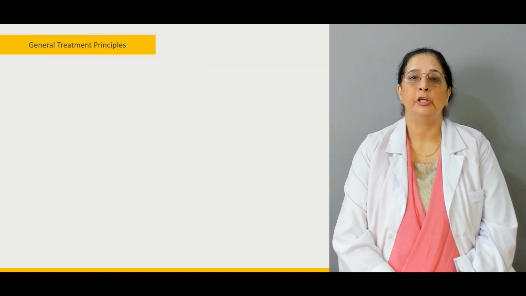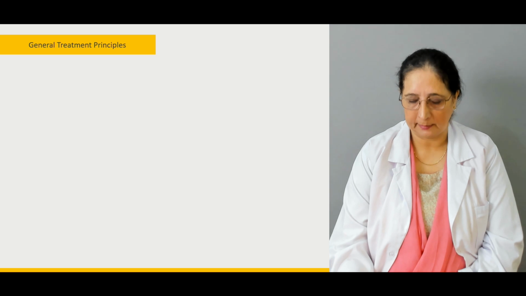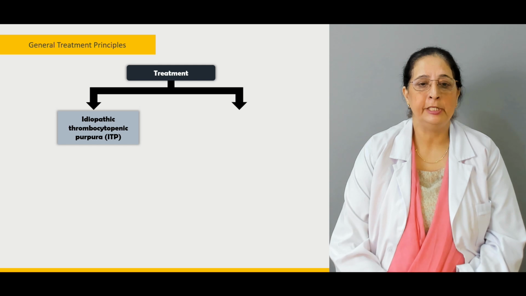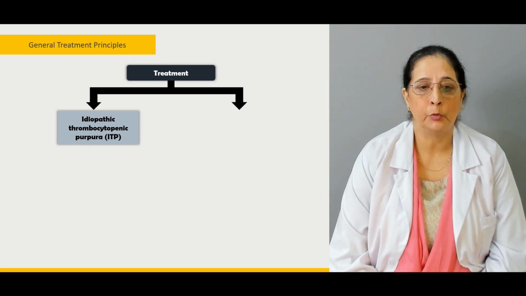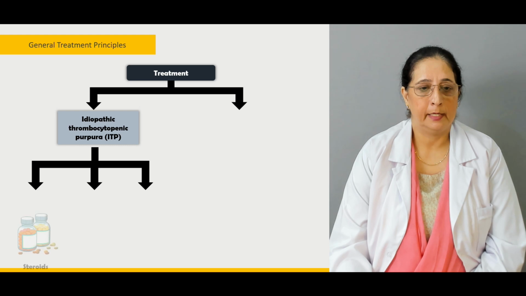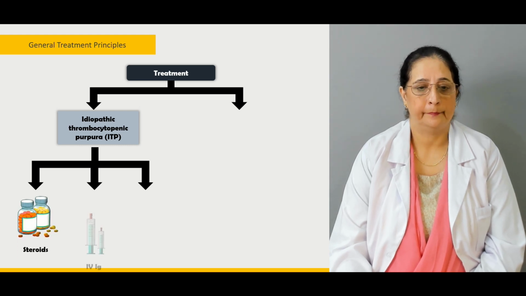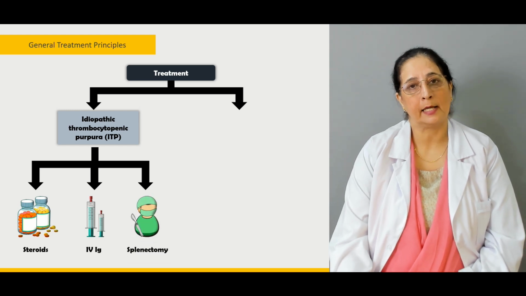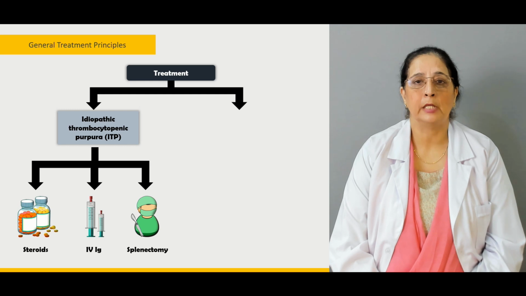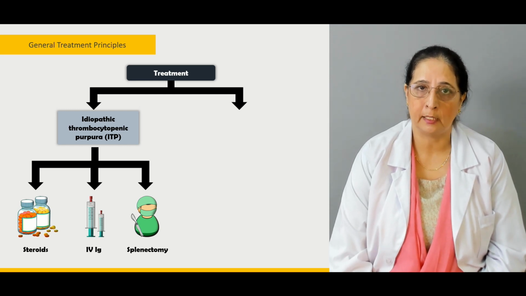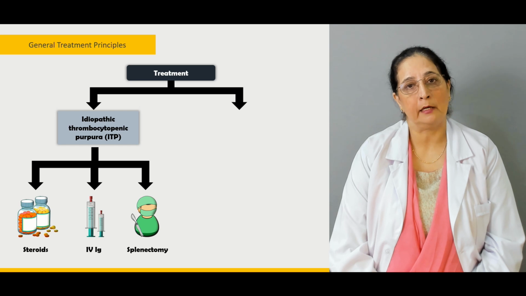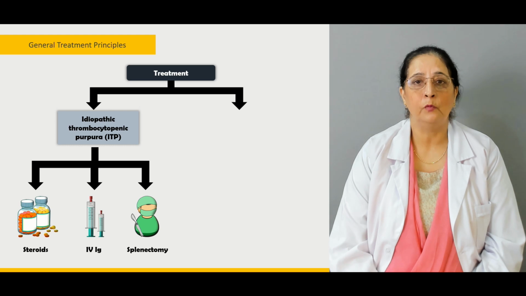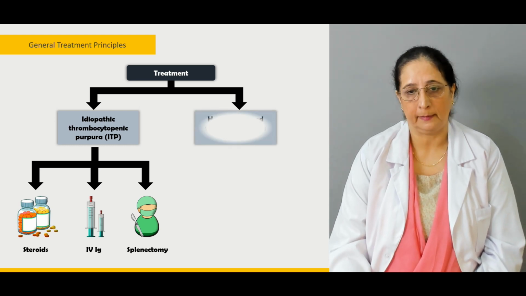Then what are some general treatment principles? The treatment of idiopathic thrombocytopenic purpura is steroids, IV immunoglobulins, and splenectomy. In idiopathic thrombocytopenic purpura, steroids are effective. Immunoglobulins are very effective in treating thrombocytopenia, and then removal of the spleen, splenectomy.